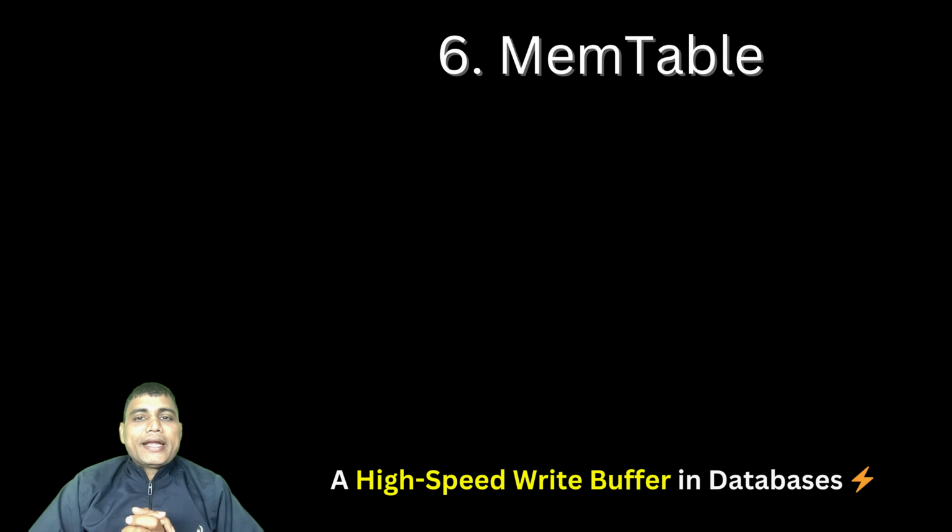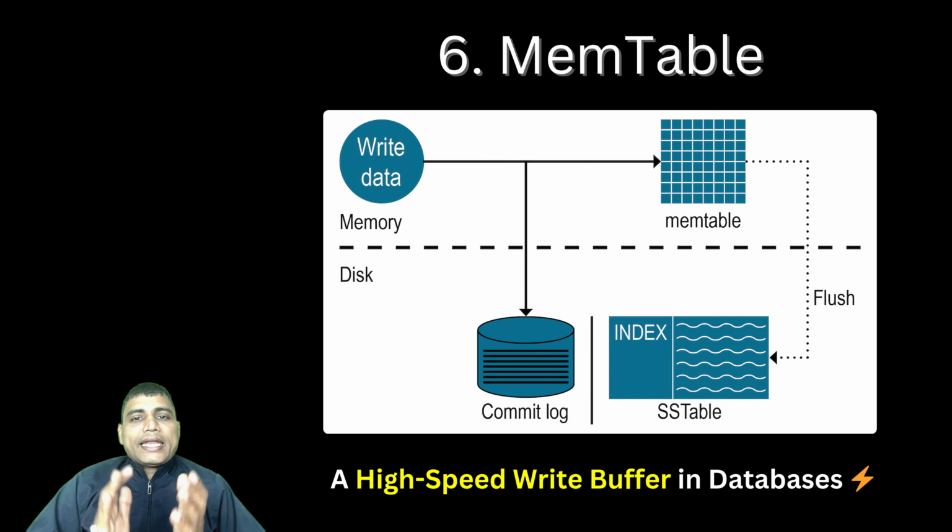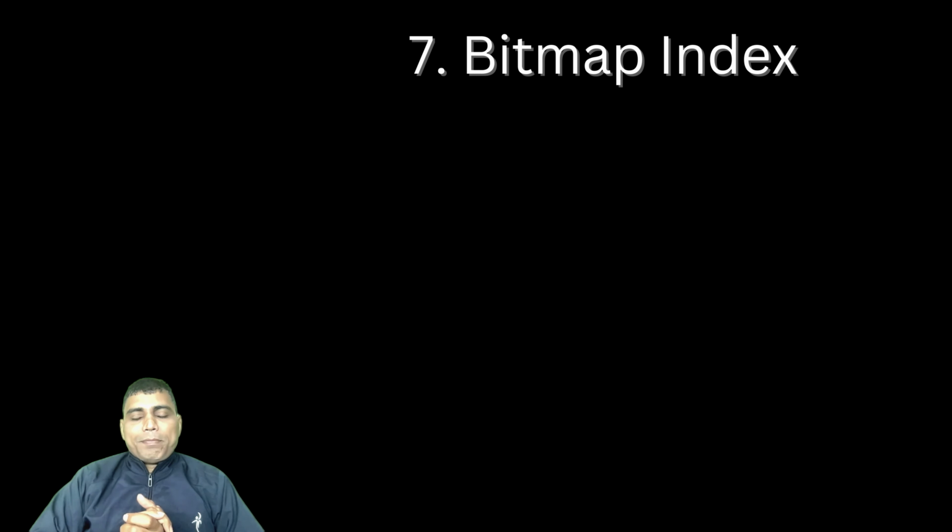Number 6, MemTable, a high-speed write buffer in databases. A MemTable is an in-memory data structure used in databases to temporarily store writes before flushing them to disk. It is an essential part of the log-structured merge, that is LSM tree, commonly used in NoSQL databases like Cassandra, LevelDB, and RocksDB.